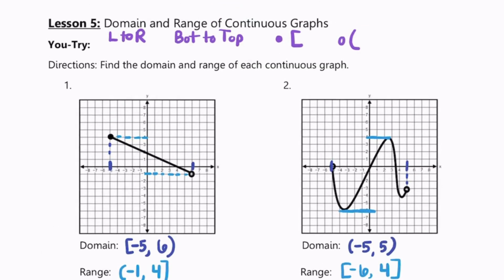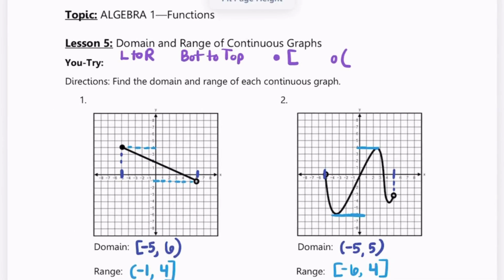So domain is our left to right, and range is our bottom to top. And I find it really helpful when you can take your pencil and go farthest to the left and then draw a line down or up to the x-axis, farthest to the right, line down or up to the x-axis. And same goes for range. Go to the lowest and then draw a line over to the y-axis, and same goes for the highest. If there are arrows involved in any problem, that's an indication that you're probably going to have an infinity symbol somewhere in your domain or range, or potentially both.